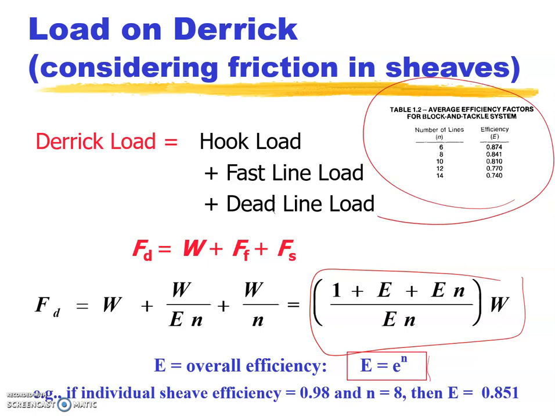These numbers you can also calculate using this equation, E to the power of N, and E is just a number, and is called the individual sheave efficiency. That's E. Okay, so if you have the E given to you, and you have the number of lines, then you can calculate the efficiency here, right? The overall efficiency of the derrick load.